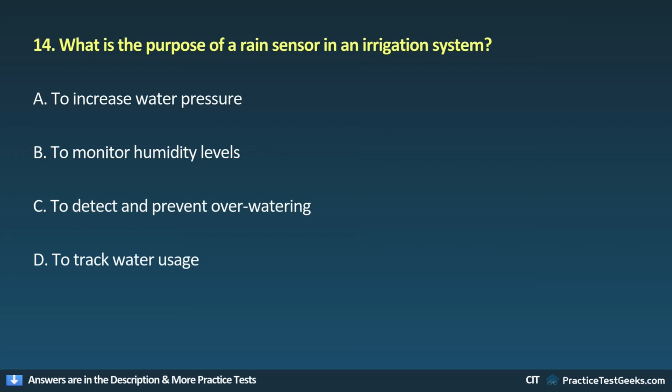14. What is the purpose of a rain sensor in an irrigation system? A. To increase water pressure. B. To monitor humidity levels. C. To detect and prevent overwatering. D. To track water usage.